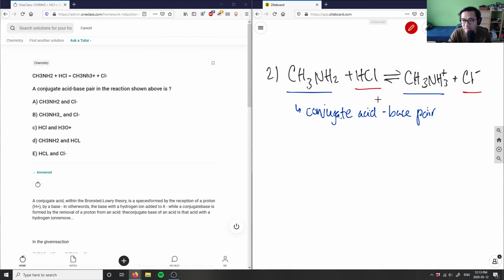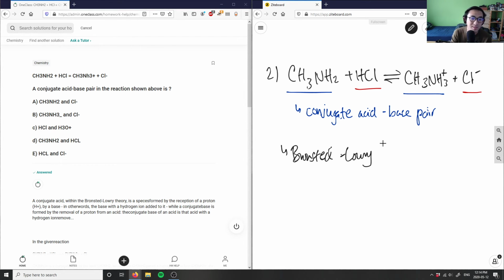So again, I'm looking at these guys here. Specifically, let's look at methylamine first. So I have CH3NH2, and then it's in equilibrium with CH3NH3 plus. And as you can see here, this guy is gaining or losing a proton, and we can look at this using Bronsted-Lowry theory. Let me write up Bronsted-Lowry theory.